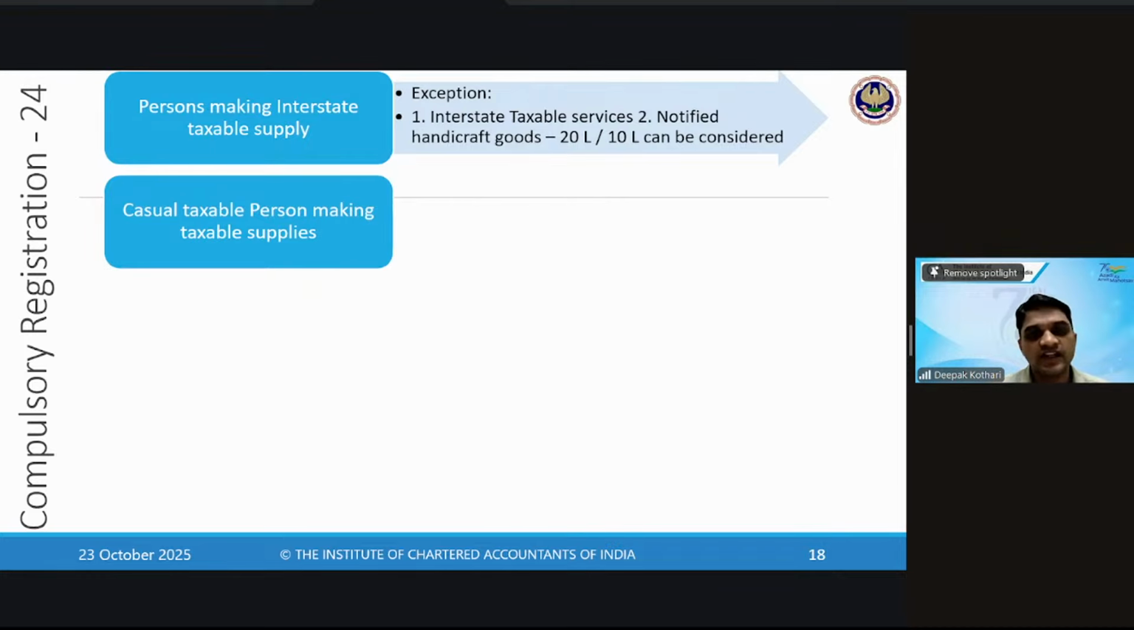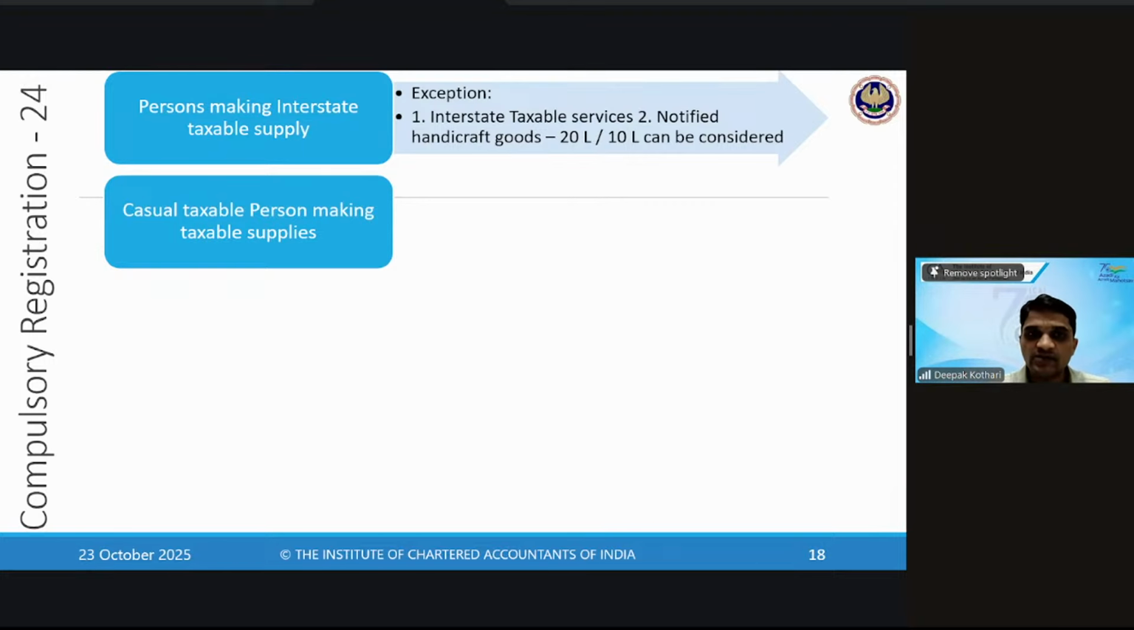Whether taxable or non-taxable is not the point. The point is making interstate taxable supply. Taxable is also required, because if it is exempted, that is different. So you're right, Naveen: if you're making interstate taxable supply of goods other than handicraft goods, you do not get this exemption, and you will have to do compulsory registration. Okay. Next is a casual taxable person who is making taxable supply.